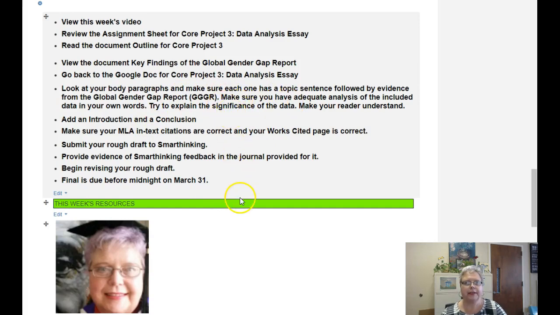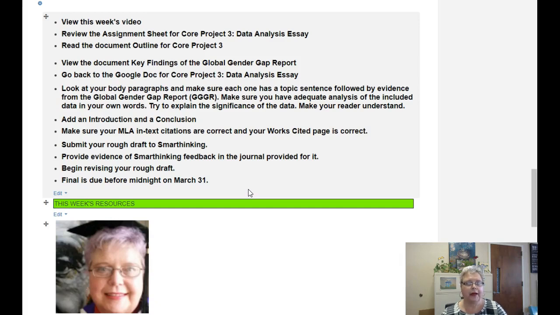Look at your body paragraphs. Make sure each one has a topic sentence followed by evidence from the Gender Gap Report. Make sure you have adequate analysis of the included data in your own words and try to explain the significance of the data. In other words, make your reader understand what all these numbers mean. Add an introduction and a conclusion. Make sure your MLA in-text citations are correct and your works cited page is correct.